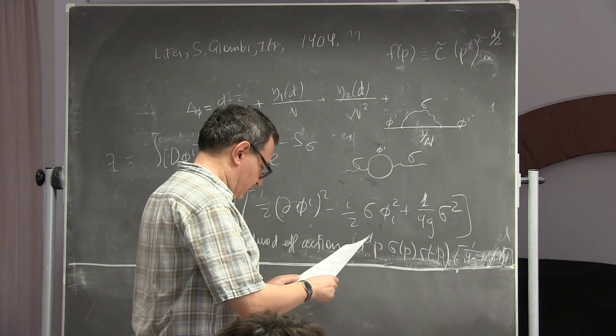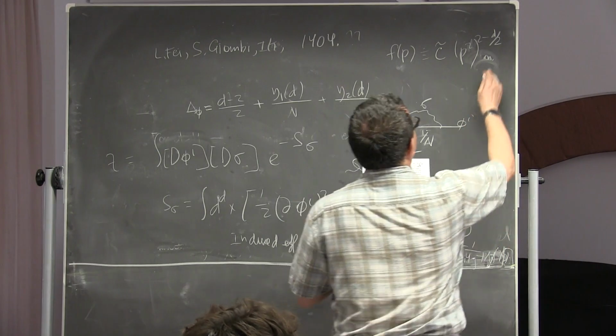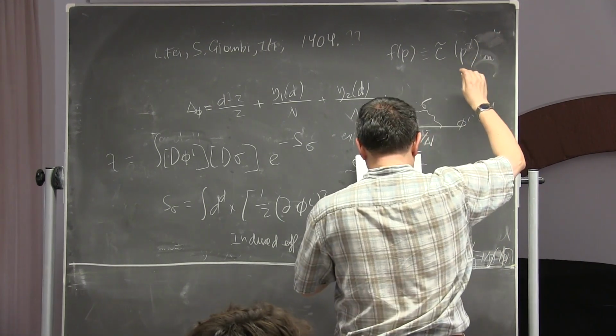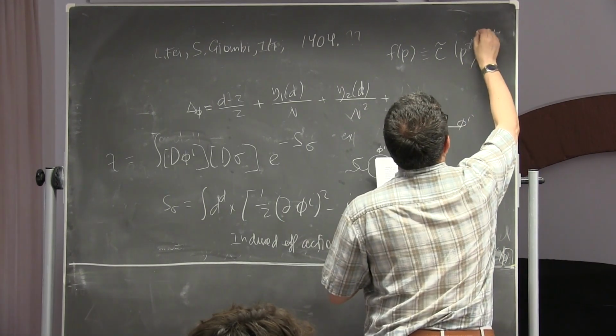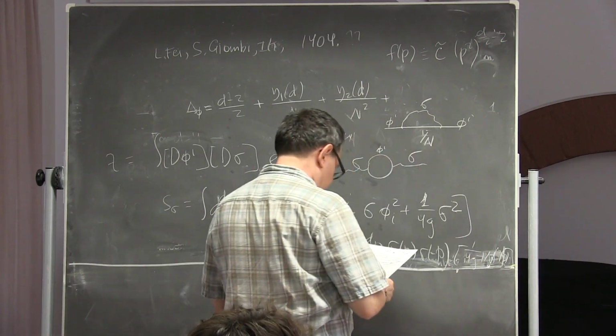Oh, sorry. Sorry, I meant... No, here I meant the opposite. It's d over 2 minus 2. Yeah, this is what you get in the effective action.